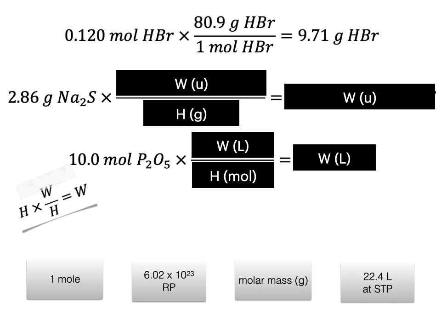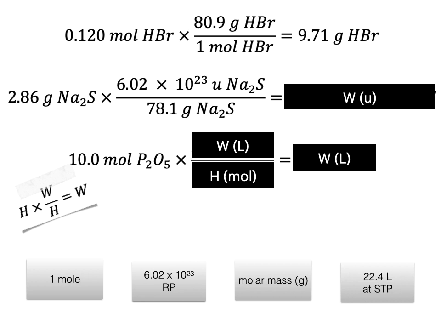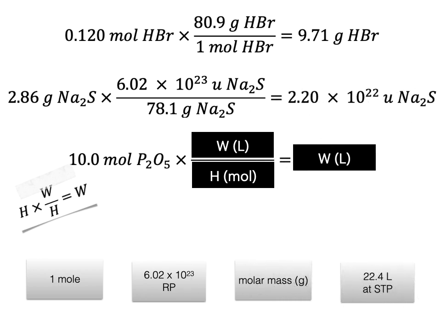The next one, how many formula units are in 2.86 grams of Na2S? So I give you the formula of Na2S, I have grams, so I need to calculate the molar mass. That's 2 sodiums, 1 sulfur, which comes out to a total of 78.1 grams. Now this time I want representative particles, so I'm going to use Avogadro's number. And when I do the math, 2.86 times 6.02 times 10 to the 23rd divided by 78.1, 2.20 times 10 to the 22nd formula units of sodium sulfide.